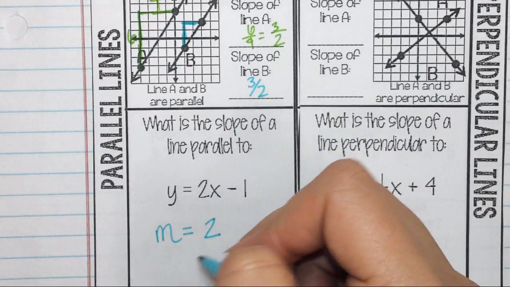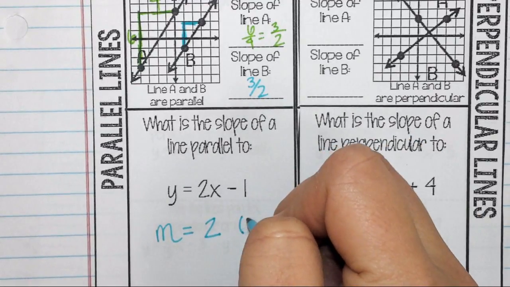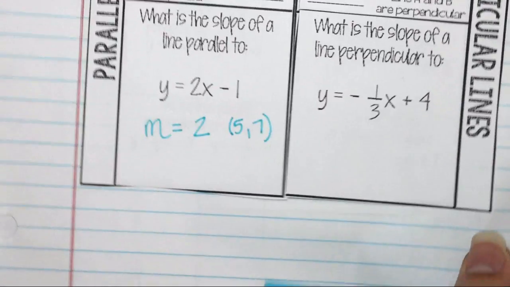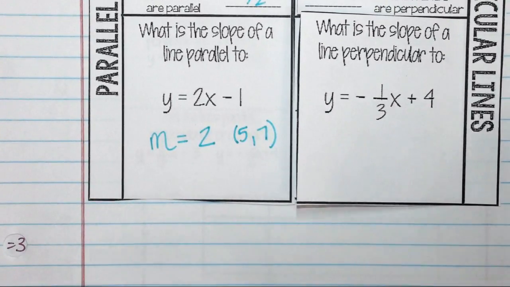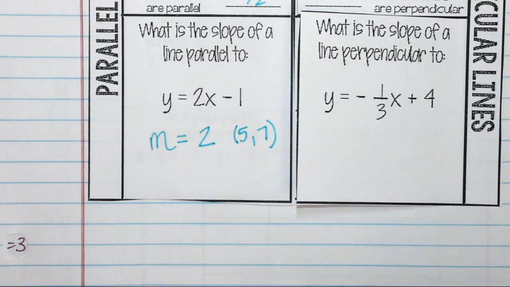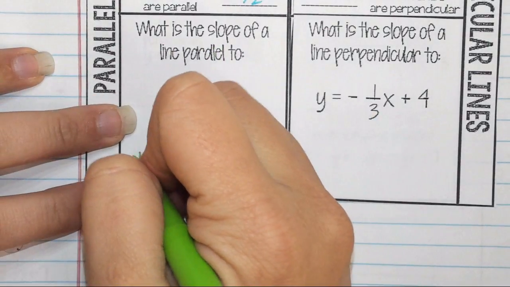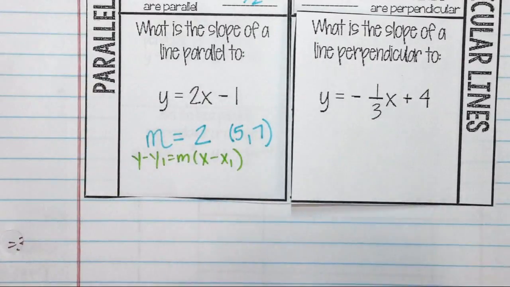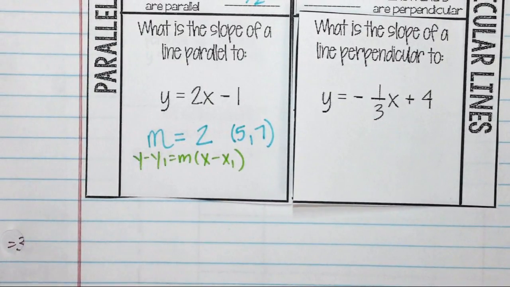Alright, so what if I told you that it had the slope of 2 and passed through 5, 7? Do we know how to write that equation? How would we write it? If I give you a point and I give you a slope, how would we write that? Point slope form. And what is point slope form? Fantastic. Write that equation for me in point slope form.